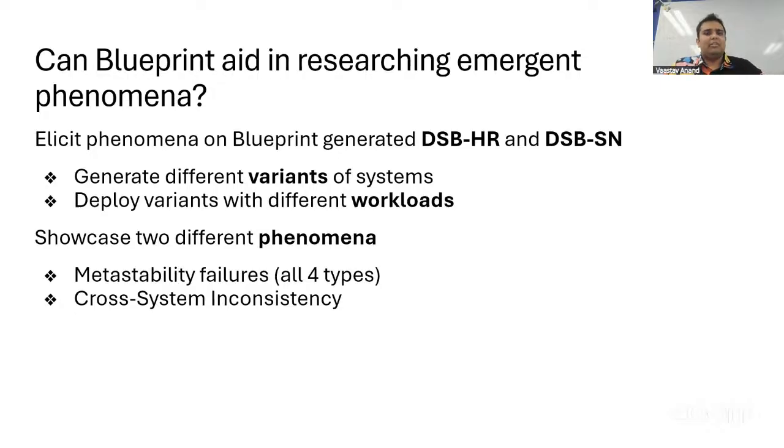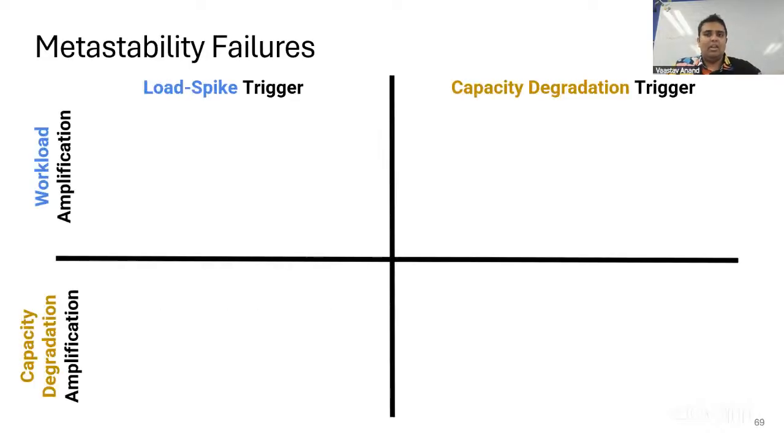We'll first talk about the metastability failures, and let's take a look at what these things are. Let me give you a little bit of background on what a metastability failure actually is. In this situation, there's usually a system that enters a metastable state where it can't process requests any further because of a sudden increase in the amount of workload that it's processing or a degradation in the capacity that it can use to process this information.